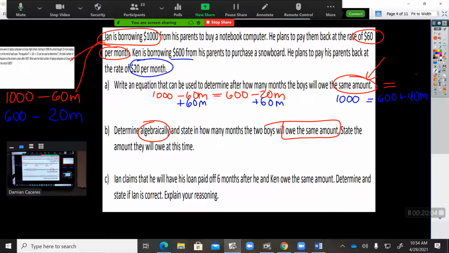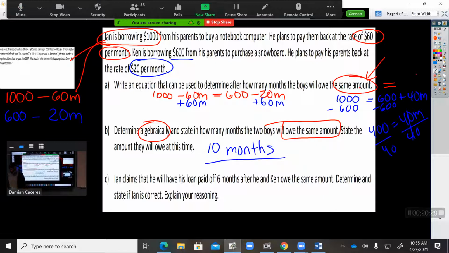Two more steps. Subtract the term that's on the same side as the variable and then divide by the coefficient. So we're subtracting 600 from both sides. We get 40m equals 400. And now we divide both sides by the coefficient, which is 40. 400 divided by 40 equals 10. So the answer is 10 months. Any questions so far?